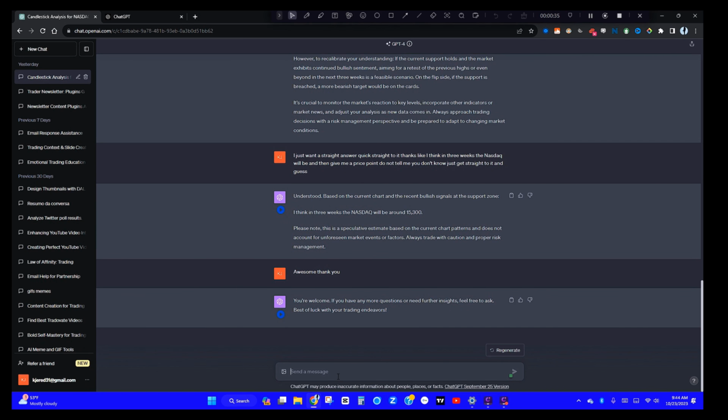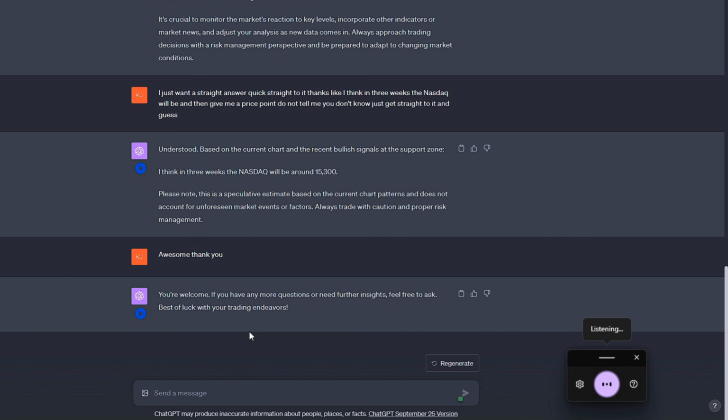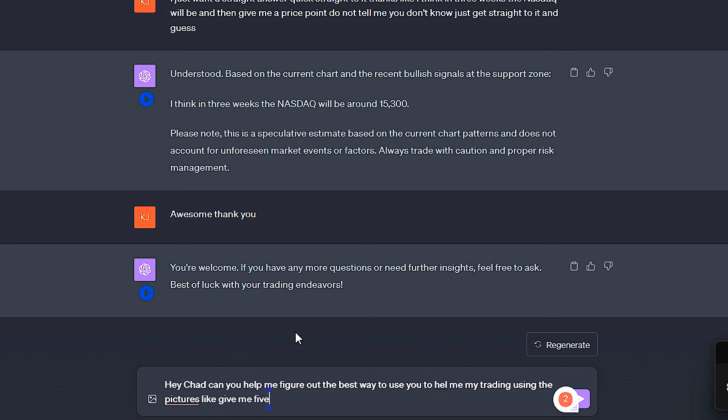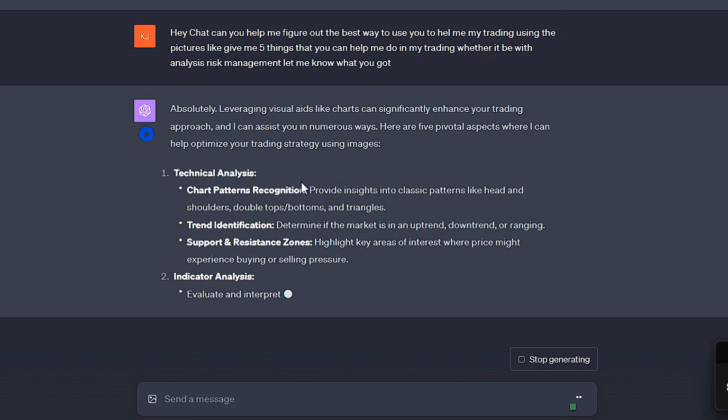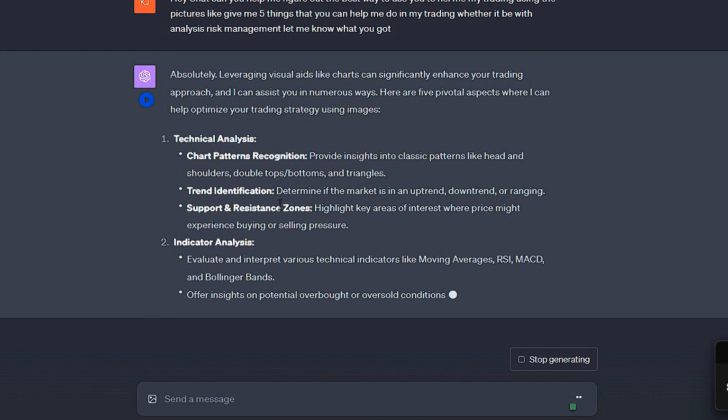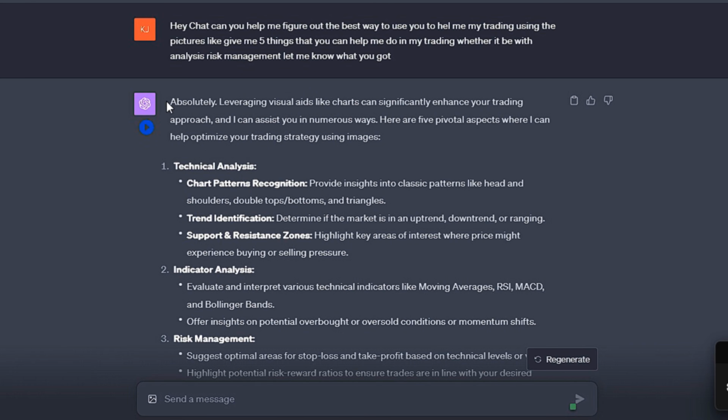Okay, so what can ChatGPT do as far as helping a trader? To find that out, we're just going to go ahead and ask the chat. Hey chat, can you help me figure out the best way to use you to help me in my trading? Give me 5 things that you can help me do in my trading, whether it be with analysis, risk management. Let me know what you got. All right, as you can see here now, it is just busting out the 5 ways it can help me in my trading. All right, let's see what he has to say.